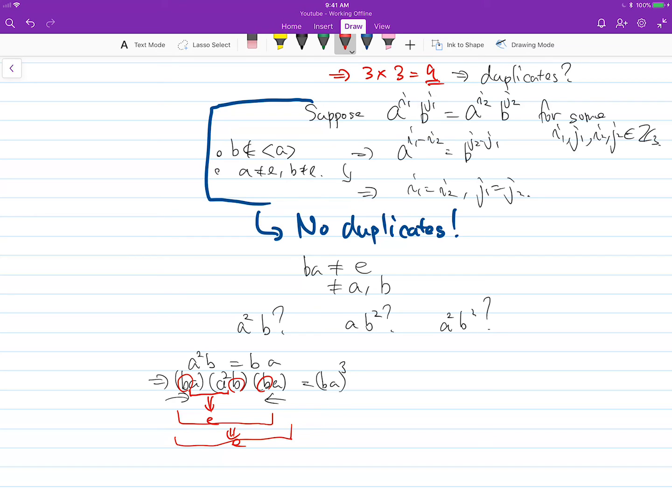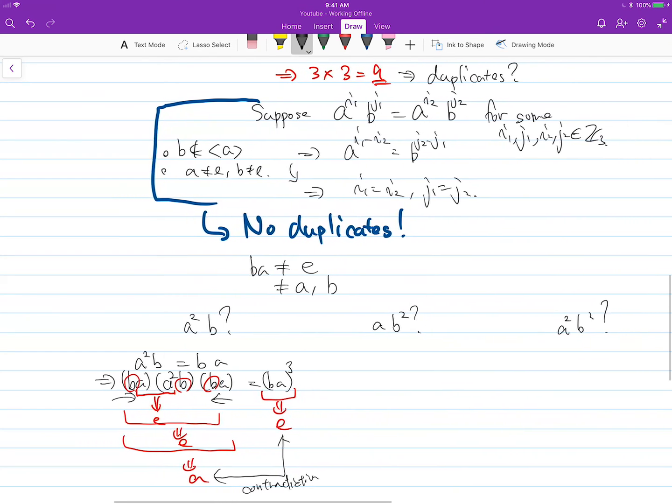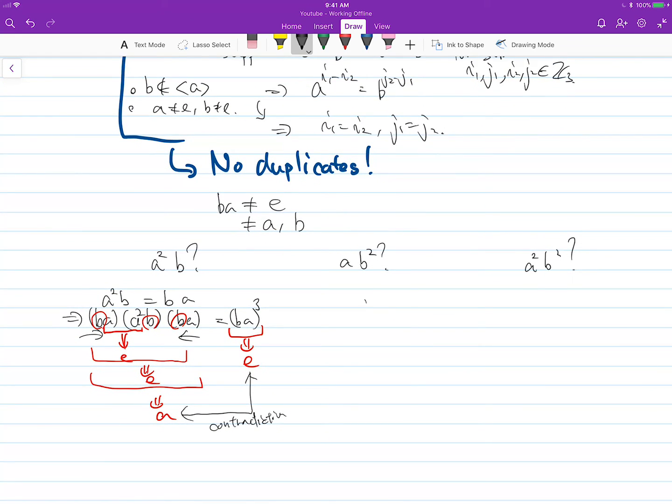So the left side will turn into A. And then the right side is clearly E, because every non-identity element has order 3. And then A and E cannot be equal, so it's a contradiction. And now, what's AB squared? For AB squared, we can take a very similar approach.